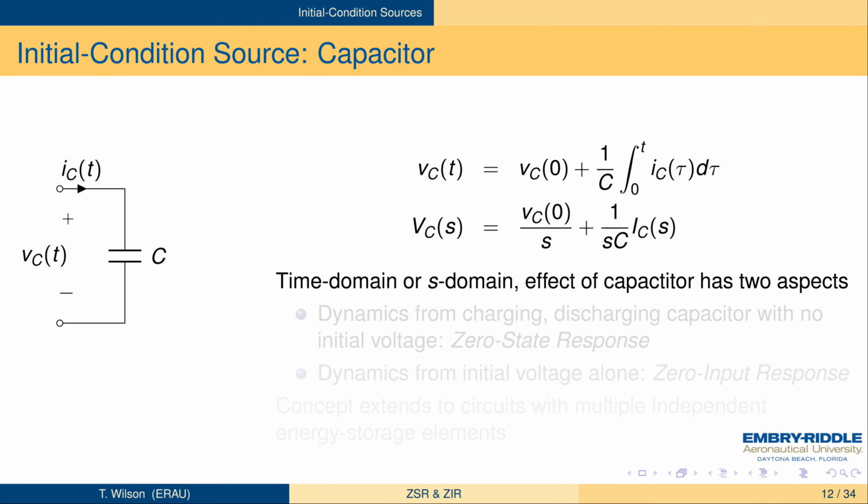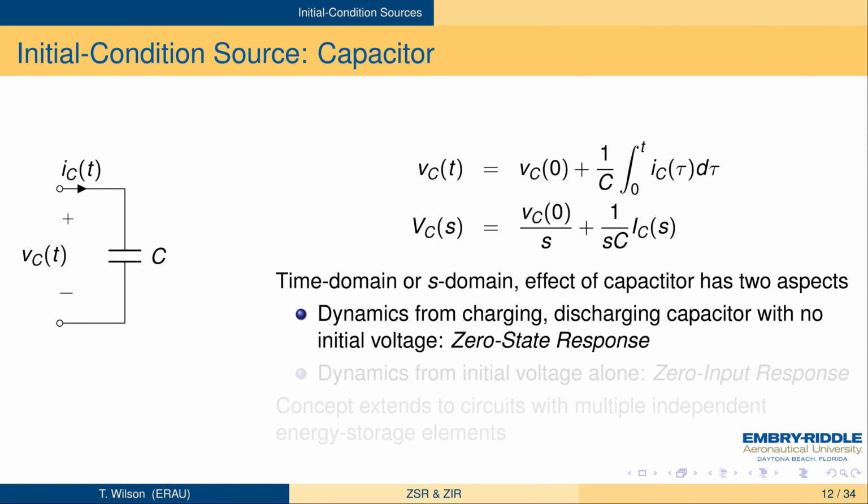The capacitor has two aspects then. We hook it up to something. Whatever happens due to the charging and discharging of the capacitor without any initial voltage, because of the integral term, that will characterize in the rest of the circuit as what's called a zero state response.